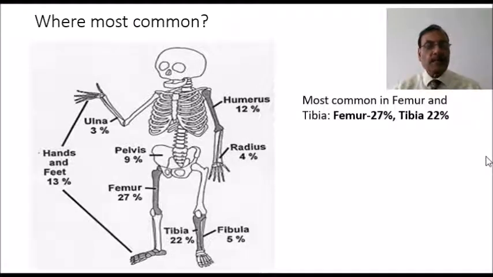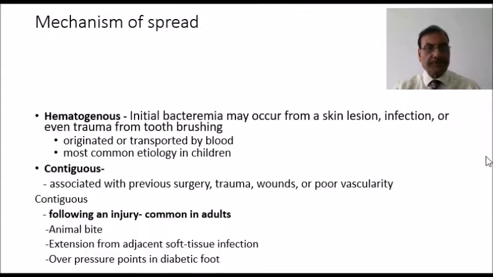Where is acute osteomyelitis most common in the whole of the body? It is most common in the femur, and the next is the tibia. Femur 27% and tibia 22%, and next comes the humerus, which is 12%.